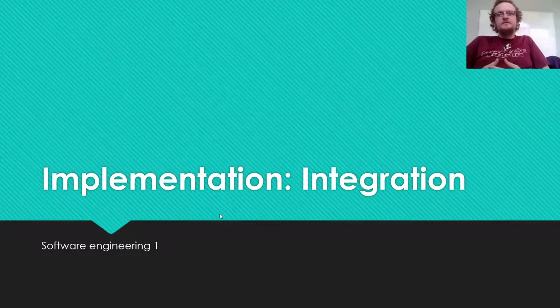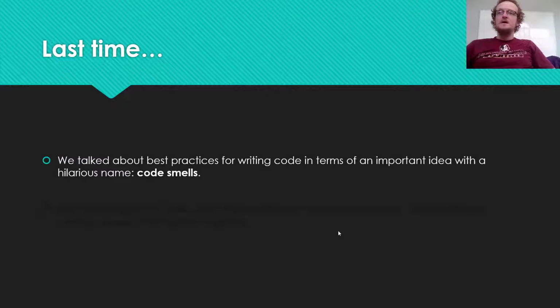Okay, so welcome to the third video in the implementation module for Software Engineering 1, and today what we're going to be talking about is integration. So in the last video, we talked about code smells, and we talked about best practices around actually physically writing code. So we talked about coding practices in terms of naming your identifiers correctly, how to use comments, things like that.